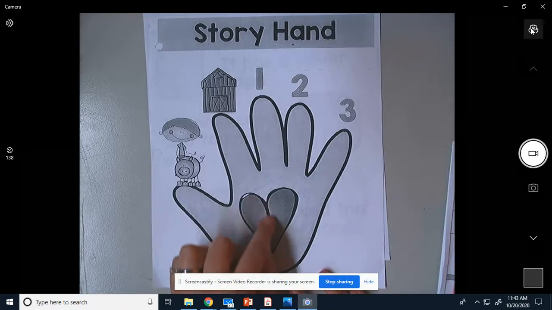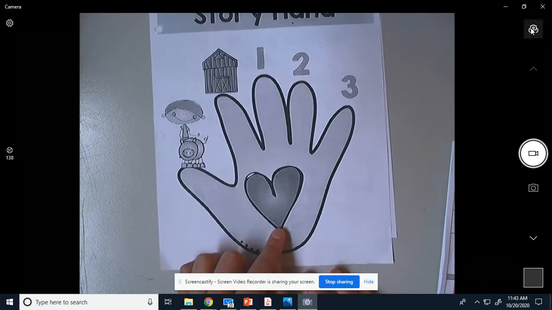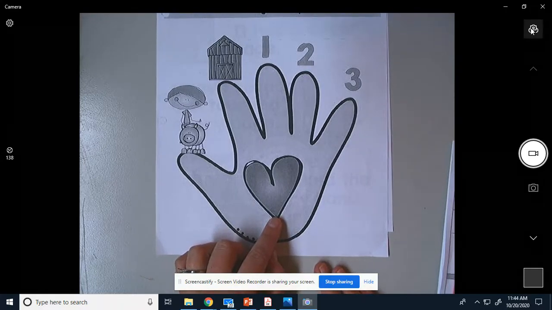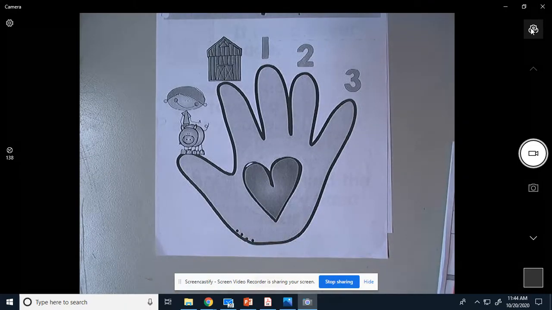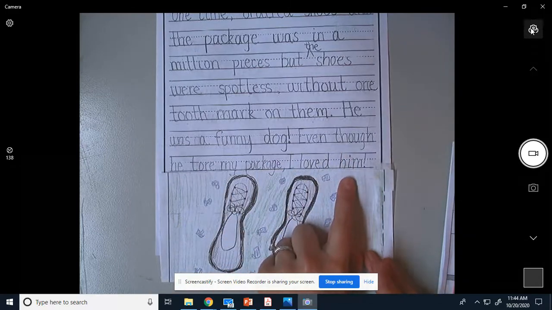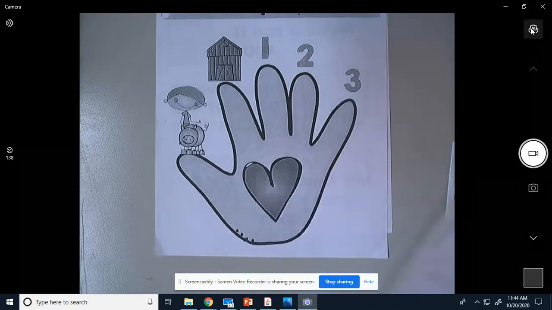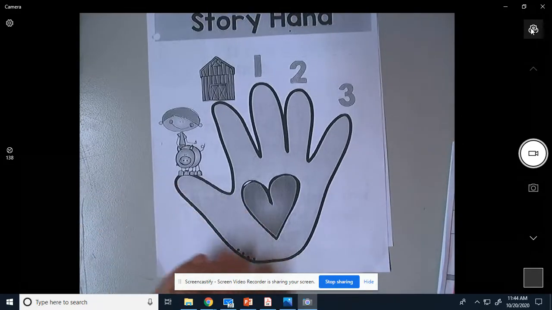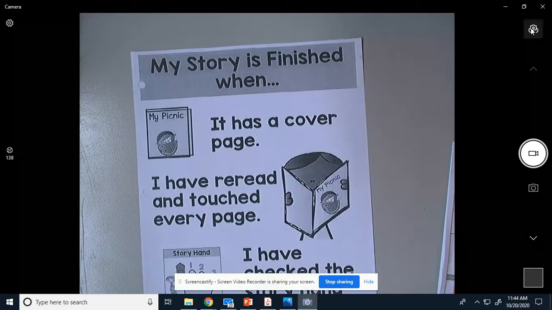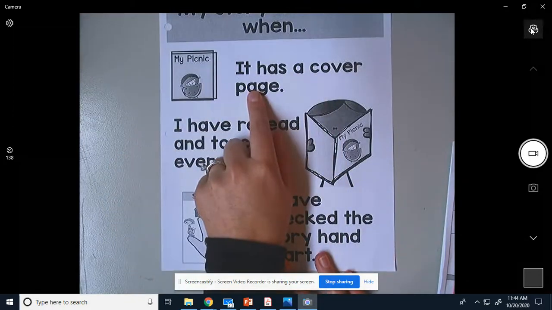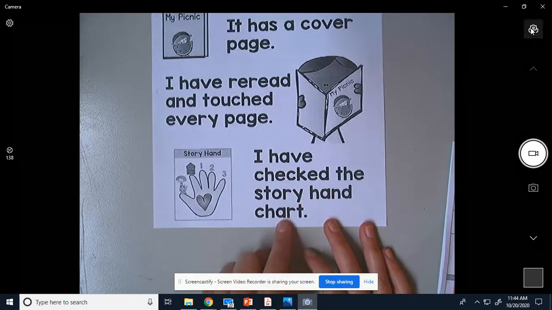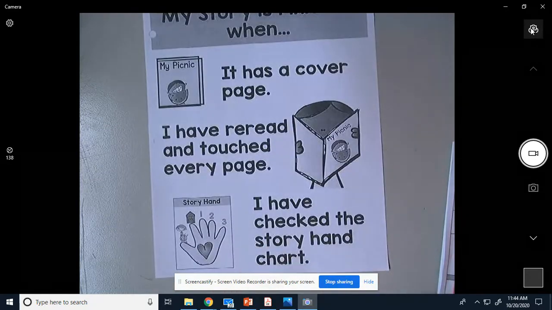And then this little thing is your heart. It's often what you feel about your story. Okay, so if you don't have a heart in your story, I want you to add that today. My heart is, even though he tore my package, I loved him. So how you feel about it, okay? And then you are done once you have your cover page. So I looked at my story hand. It looks like I have my cover page. I have reread and touched every page. And I have checked the story hand chart. So I am all done with my book.